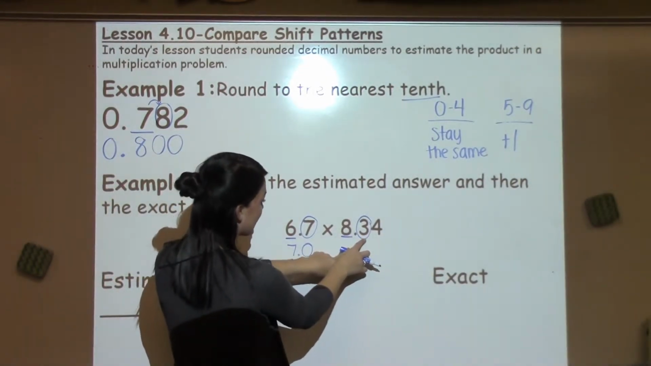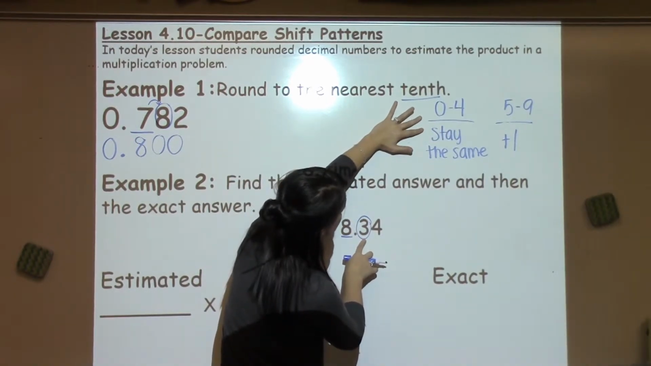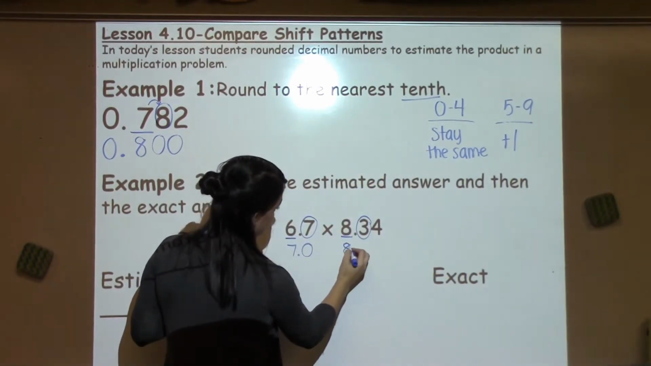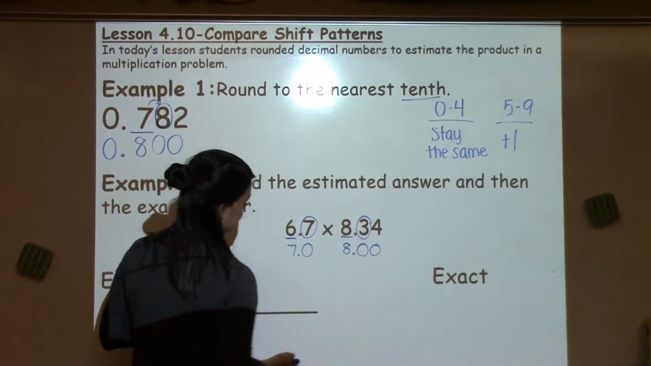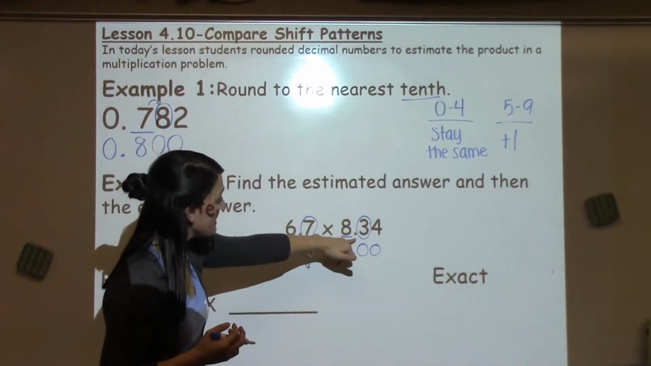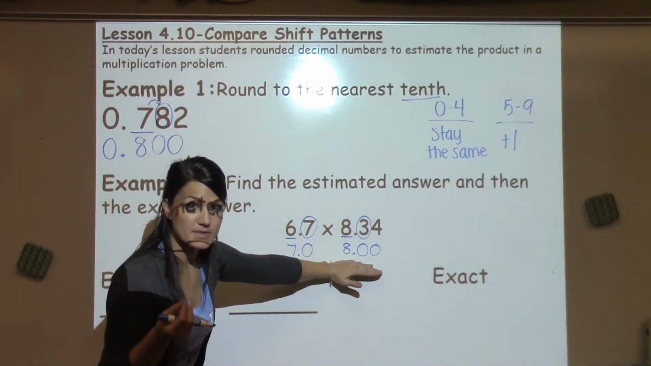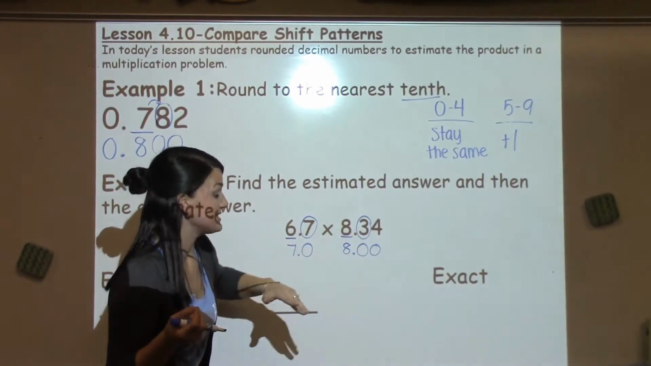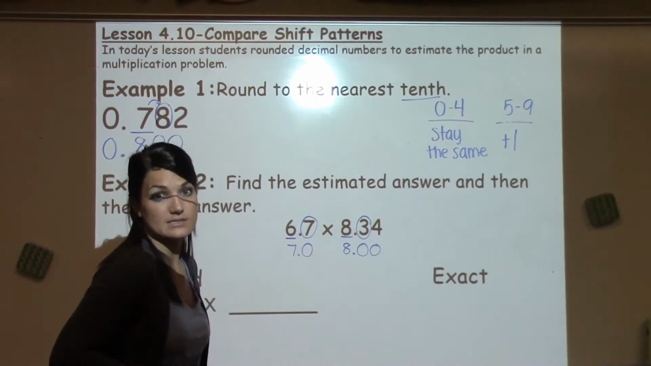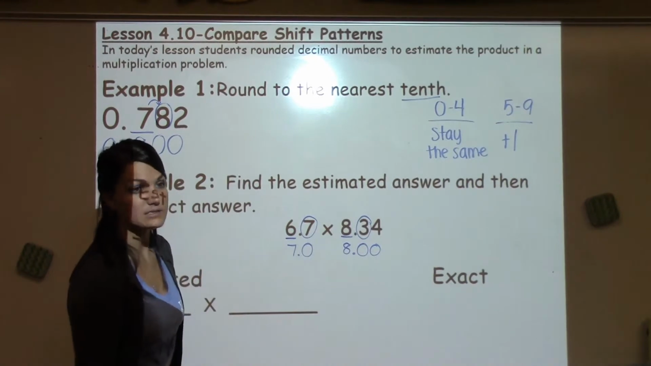Here I'm going to look at 3. Is it 0 to 4 or 5 to 9? 3 falls in between 0 and 4, so my 8 gets to stay exactly the same. Everything to the right turns to zeros. If there was anything to the left, it would stay the same. Now, when I have two numbers behind a decimal, that looks a lot like money. So then you can again have them think of money. $8.34. If I had that jingling in my pocket, is that pretty close to $8? Yes, it's closer to $8 than it is $9. So that's why we rounded to 8.